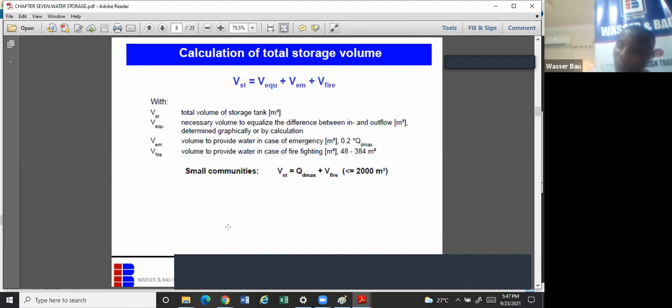So this is the exact way to understand the volume of a tank. You talk about the equalizing volume, you talk about the emergency volume. Meanwhile, emergency volume is usually 20% of your water demand. So in other words, out of the total volume of water you need, or the water demand of the area, you take 20% of it. Then you take the volume for firefighting, which is for 2 hours, 1 hour firefighting. You put it together, and that becomes the size of your storage tank needed.